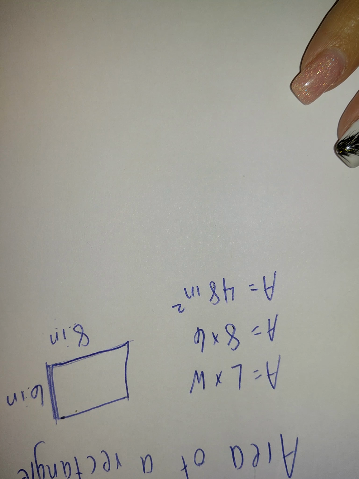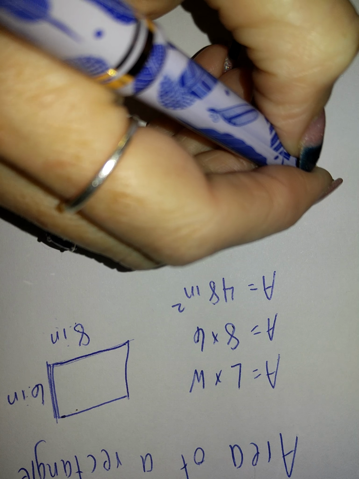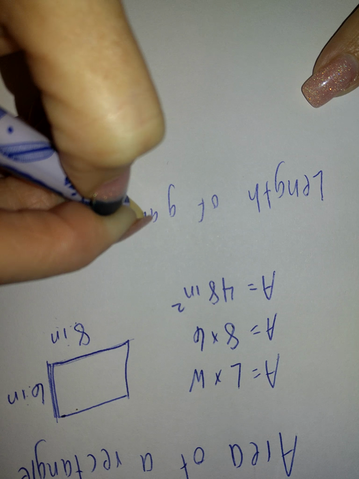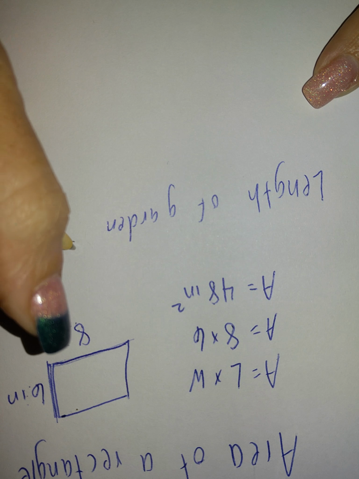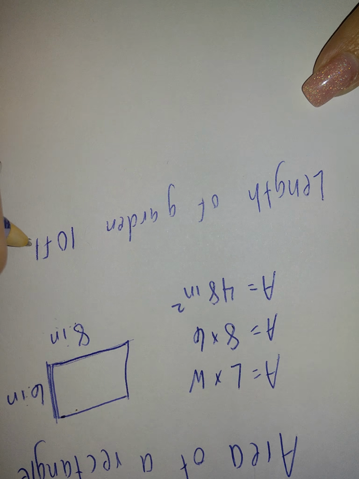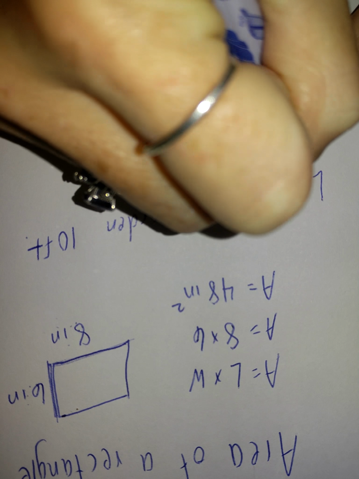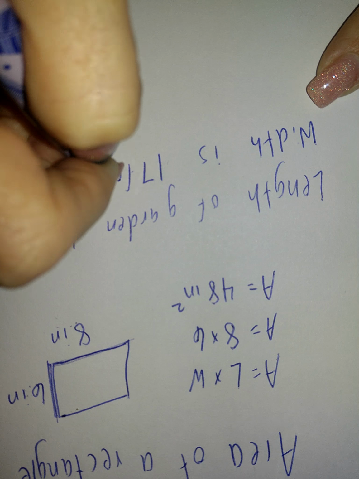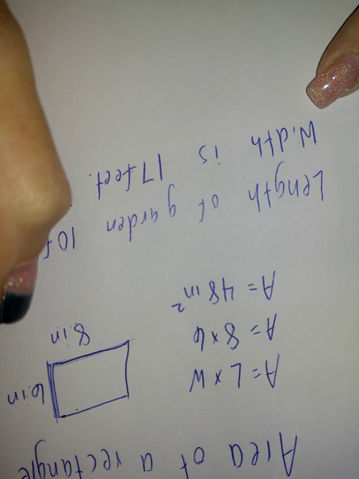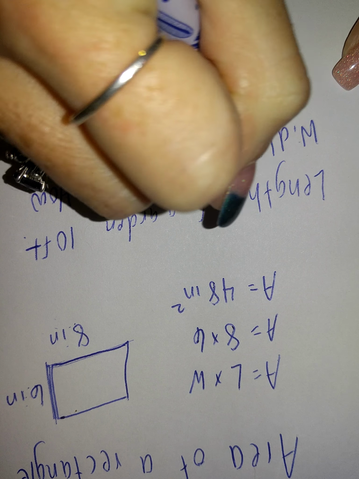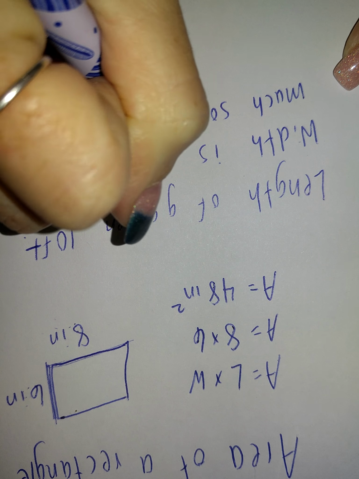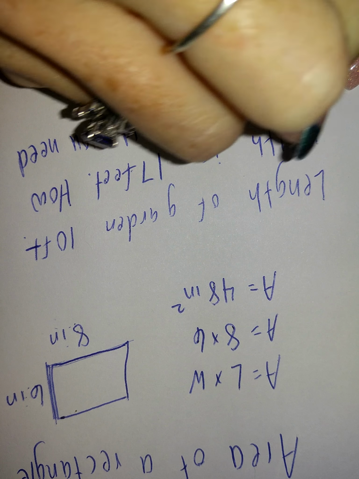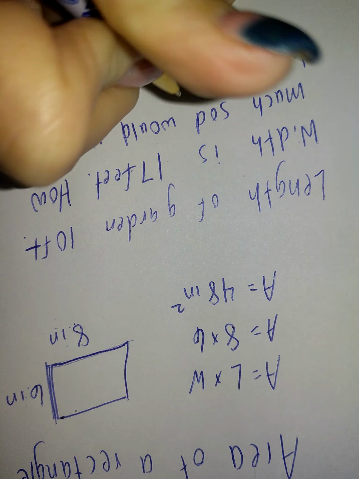Now, you may also have a word problem, like the length of a garden is 10 feet. The width is 17 feet. How much sod would you need to cover the garden?